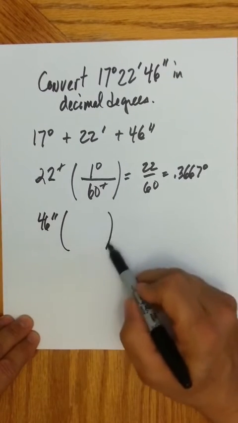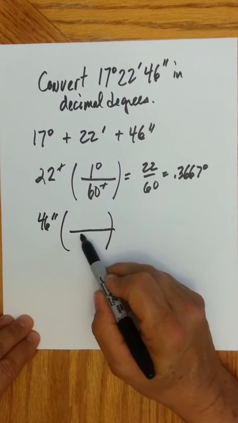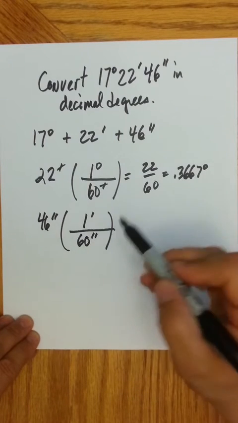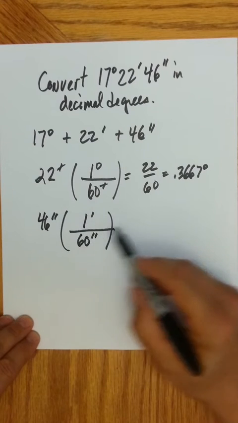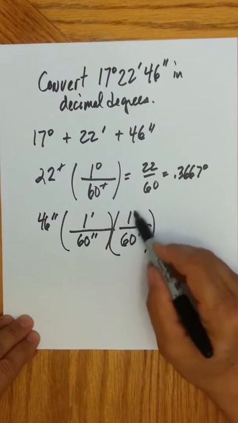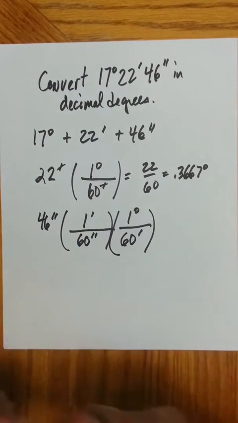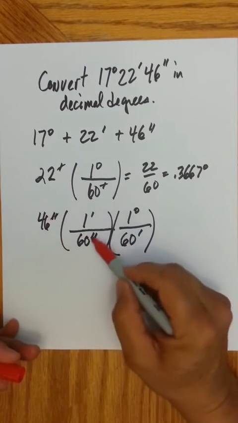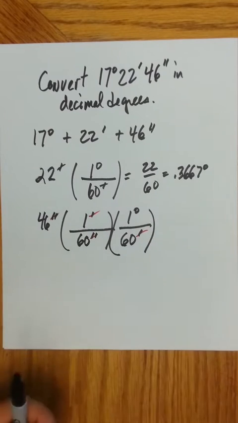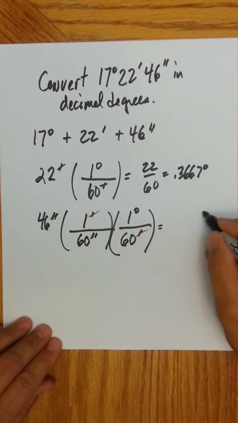So now we're in degrees, and now we have to convert still the 46 seconds into degrees. And again, we're going to say, okay, well, there's 60 seconds in 1 minute, and then now we're into minutes. And now I want to say, well, there's 60 minutes in 1 degree. So now, I'm going to use a different color here. These cancel out, these cancel out, and I'm going to be left with degrees.